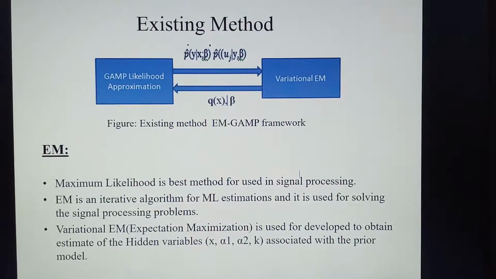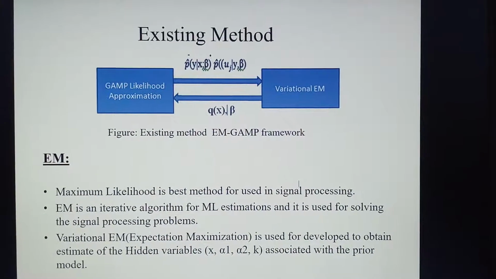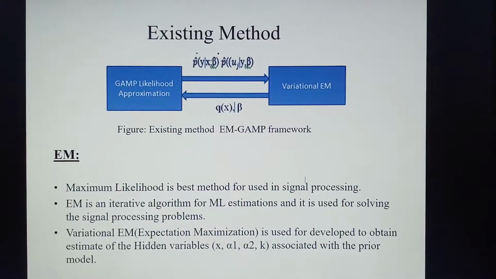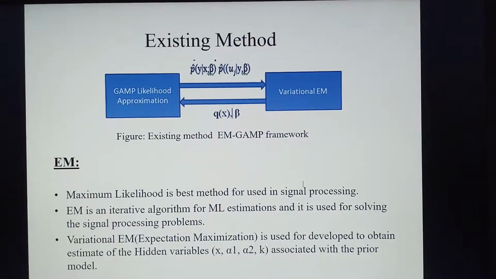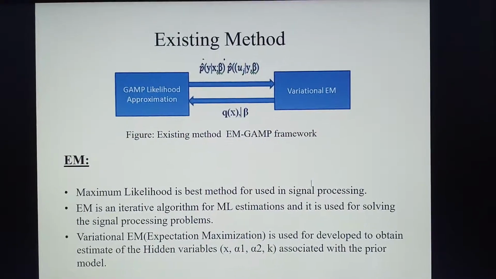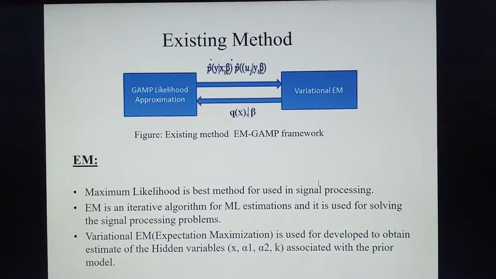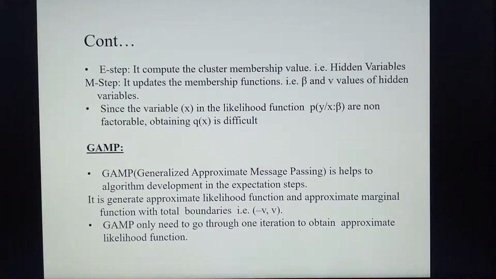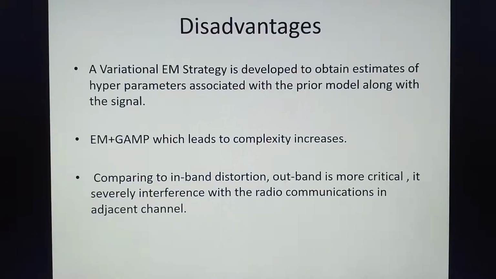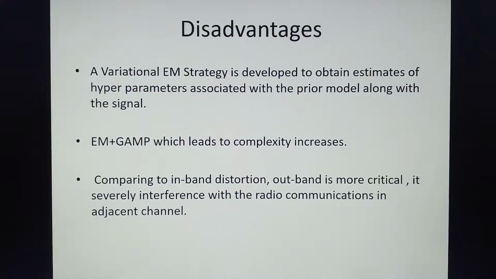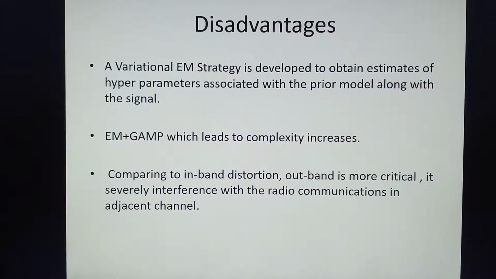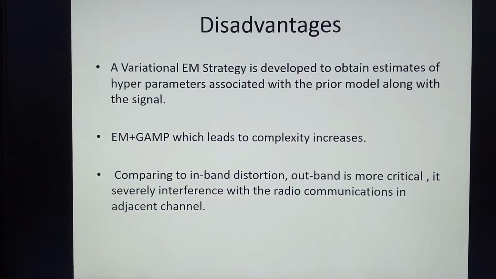This is the existing method, and that method is the EM-GAM technique. Here we are using the likelihood function for the best method of using signals in signal processing. EM is an iterative method and it estimates the hyperparameters along with their prior model. Here we are using two types of steps, the E-step and M-step. The disadvantage of the technique is it contains the hyperparameters associated with the prior model, and EM plus GAM leads to complexity, which increases.